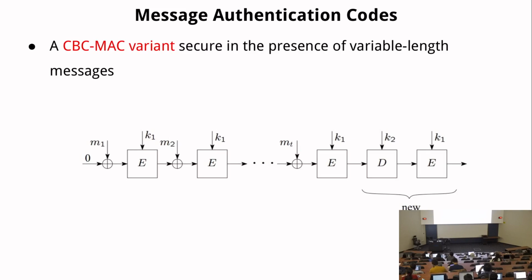Also, it's not possible to really reverse this one either. You cannot reverse it. What does reverse mean? Reverse means you have a MAC here, which is, let's say, 16 bytes. And from that MAC, you need to regenerate M1, M2 to MT. That's actually not possible here either.